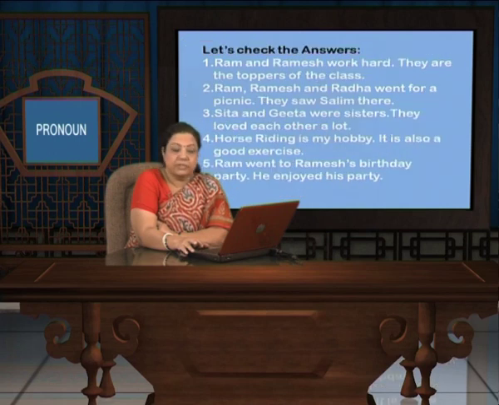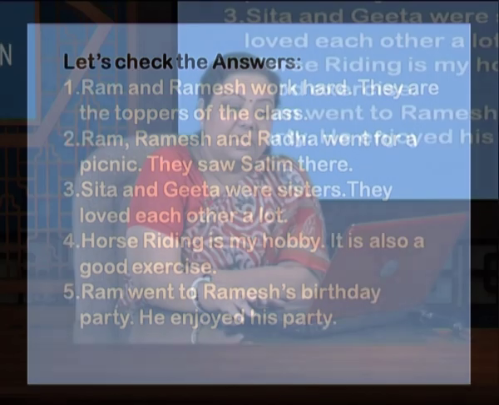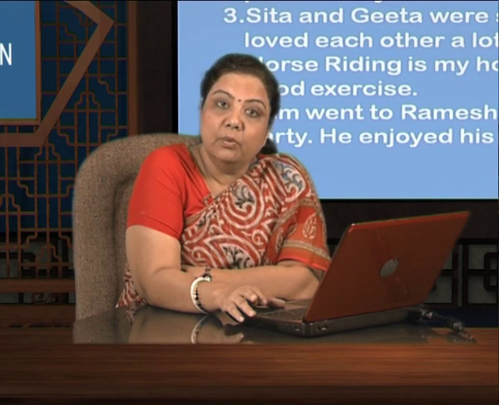Now you can check the answers. The first sentence: Ram and Ramesh work hard. They are the toppers of the class. We are not repeating the words Ram and Ramesh again; instead of Ram and Ramesh we say they are the toppers of the class. Ram, Ramesh and Radha went for a picnic. They saw Salim there. Now what have you written here? Why they saw Salim here? Very important, see here that Ram, Ramesh and Radha is repeated in the second sentence, but Salim is mentioned just once. So we have to write Salim here, and instead of Ram, Ramesh and Radha, we use the pronoun they.